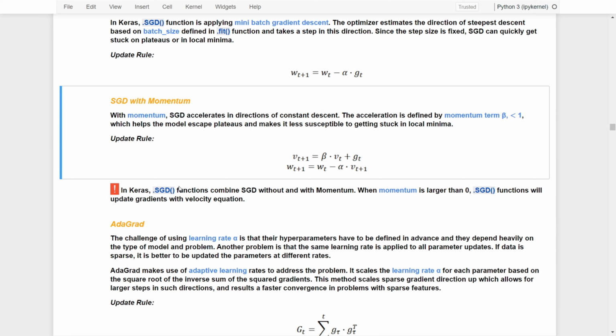In Keras, the SGD function combines SGD without and with momentum. So we can just simply set this momentum value. When the momentum is larger than 0, the SGD function will update the gradient with the velocity equations here. Therefore, the hyperparameter beta here must be between 0 and 1.